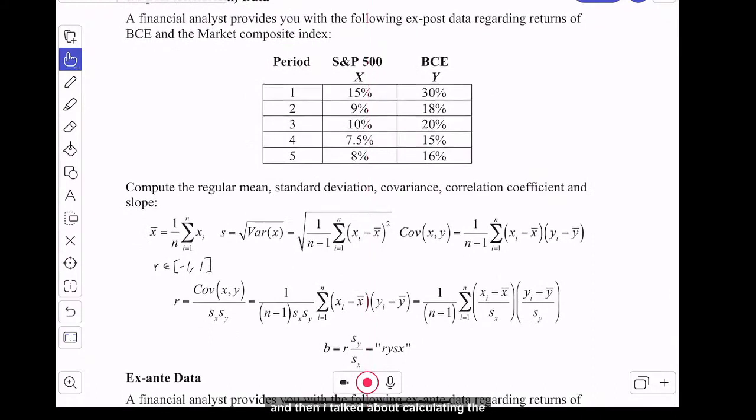And then I talked about calculating the slope and what it means. So is everybody okay with this data? Please tell me yes or no. And these results and the interpretation.